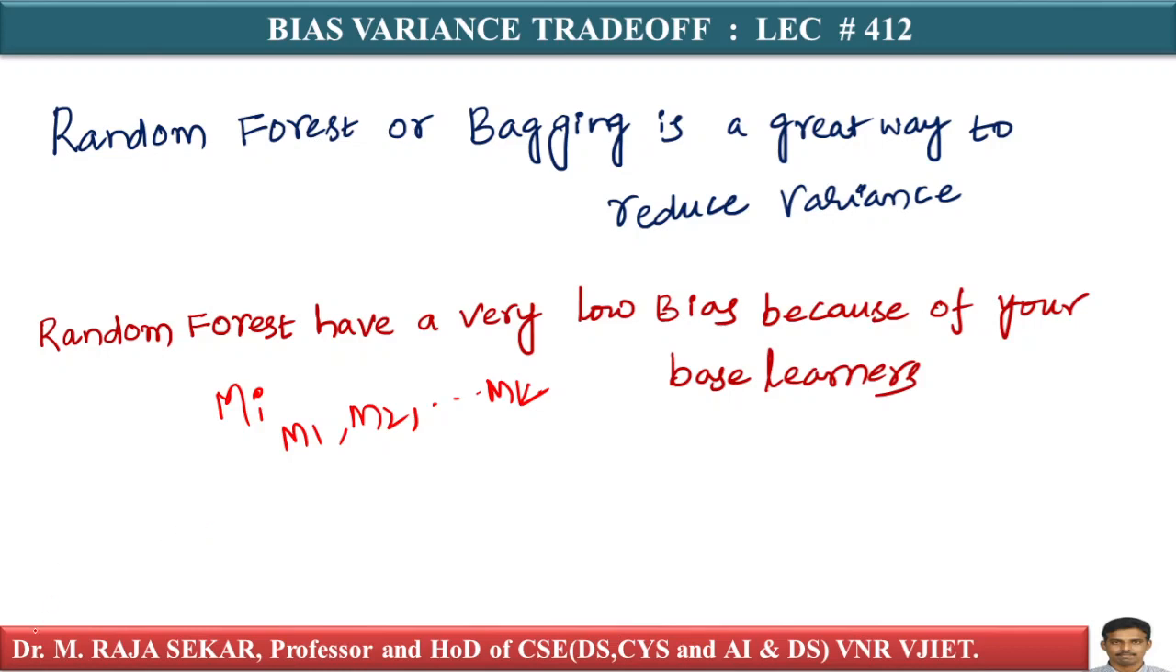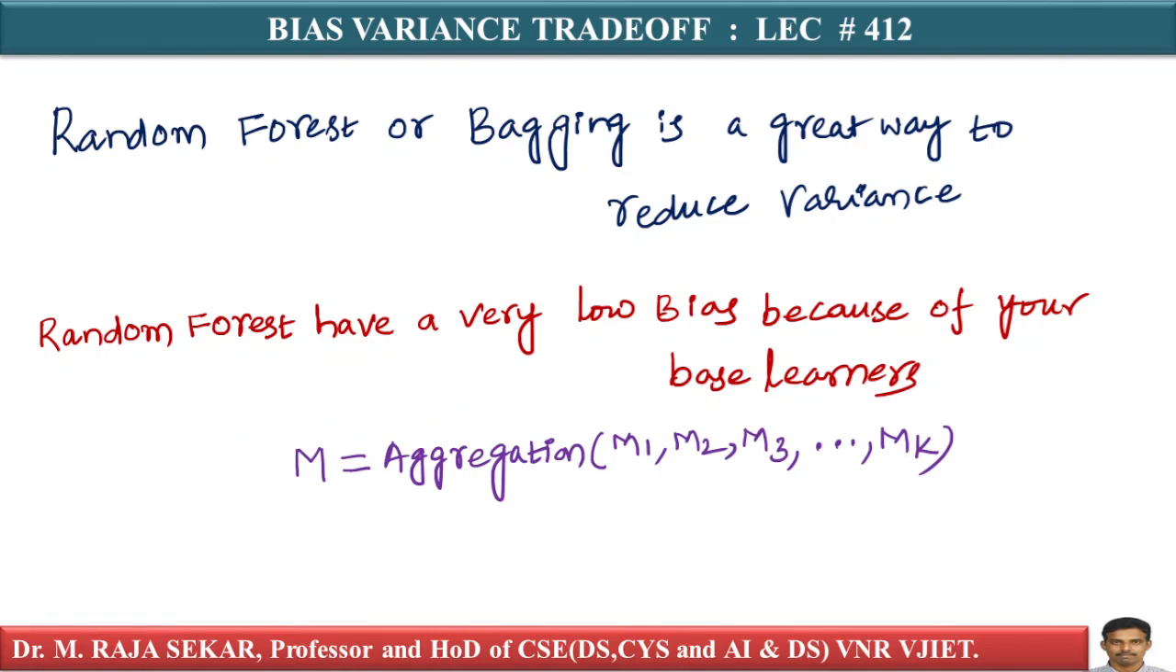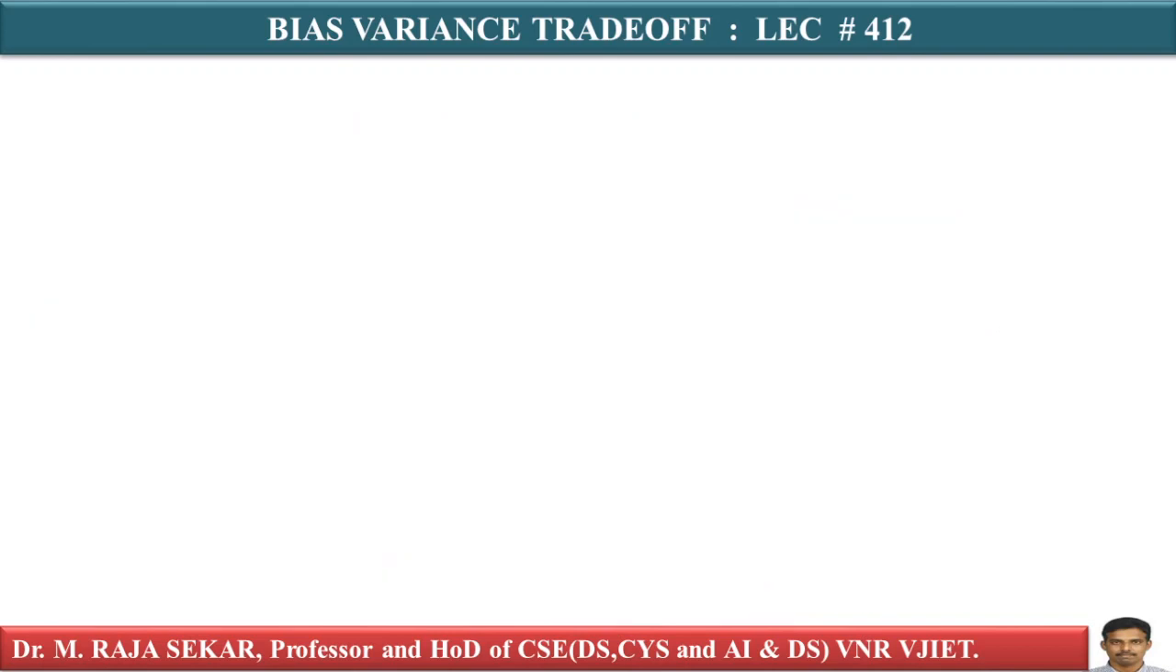So what is your final model? Our final model, capital M, is nothing but an aggregation of your base models M1, M2, M3, and so on, up to MK. As K increases, your variance would decrease, which means you are going to overfit less and less. As K decreases, we are going to have an increase in variance. As far as bias is concerned, the bias of the total model is the same as the bias of the individual models.